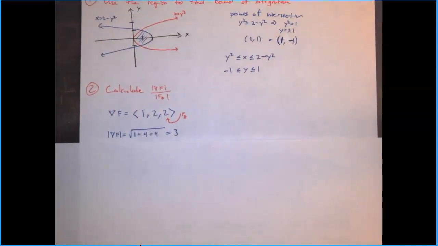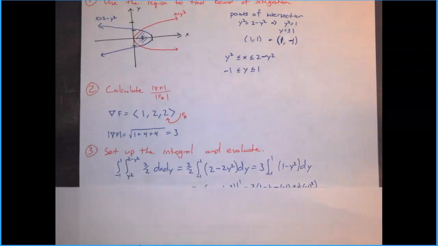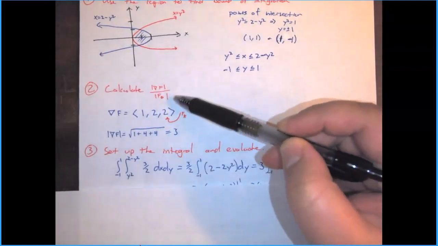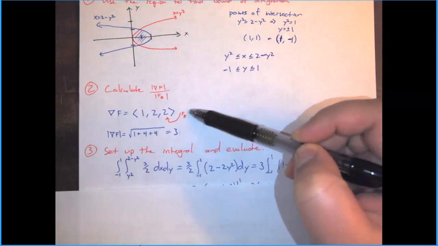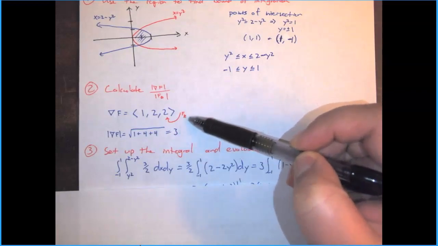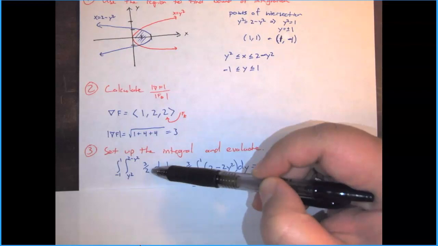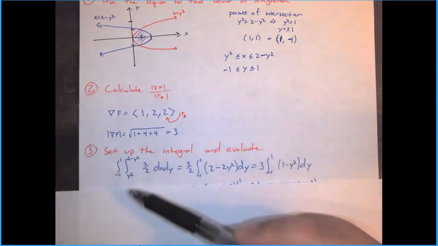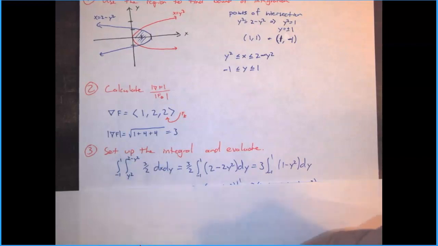So now I need to set up this integral using the bounds I found in step 1. The function I'm going to integrate, I found here. It's the magnitude of the gradient, which is 3, divided by the z partial derivative, which is 2. So I'm just integrating 3 halves. And I set up my bounds. In y, I'm going from negative 1 to 1. In x, I'm going from y squared to 2 minus y squared.